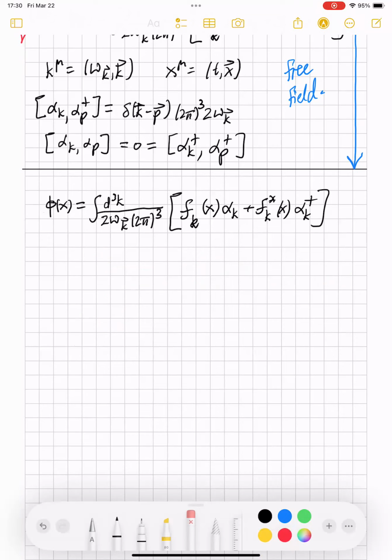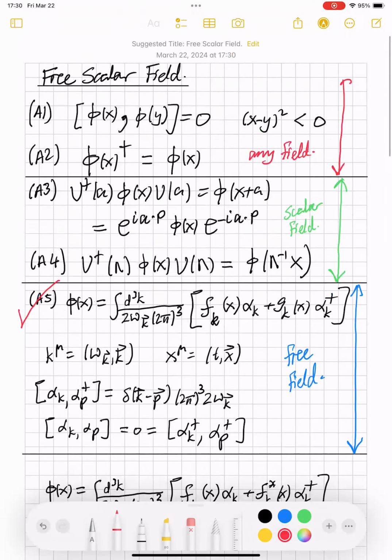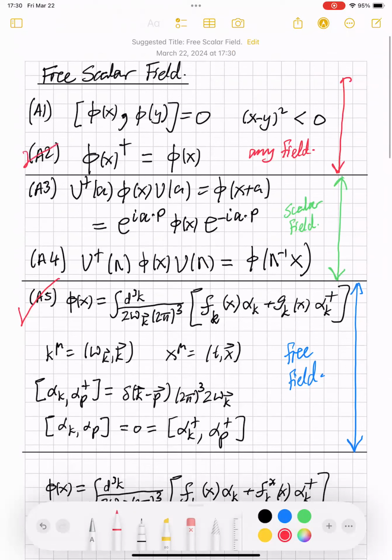Okay, so let's go back to the pen, red. So we've satisfied A5 and we've satisfied A2. We'll continue in a moment.